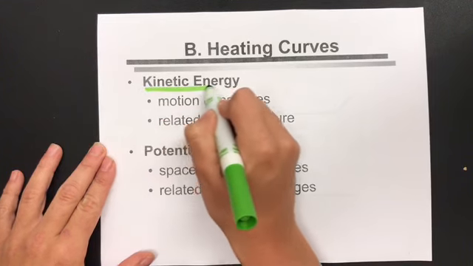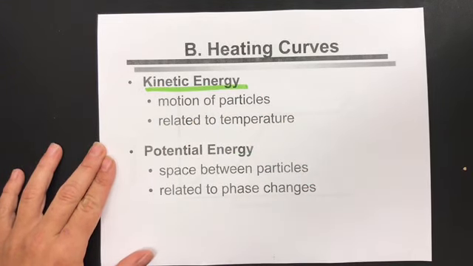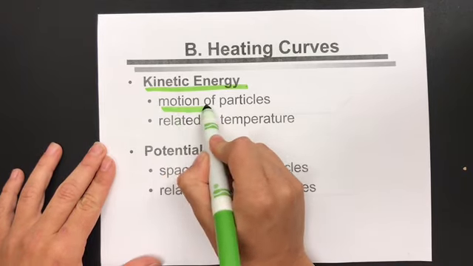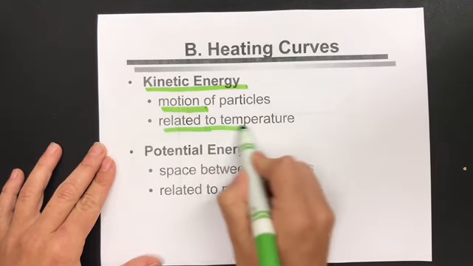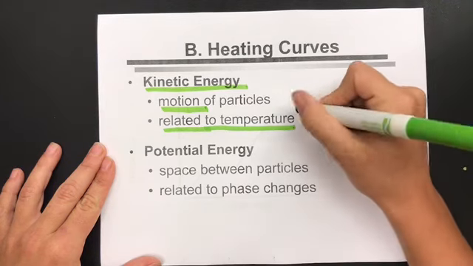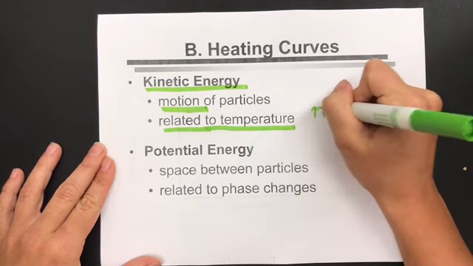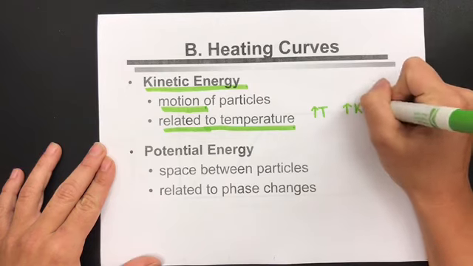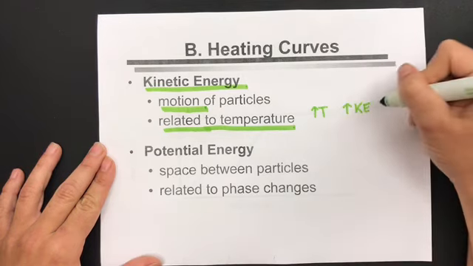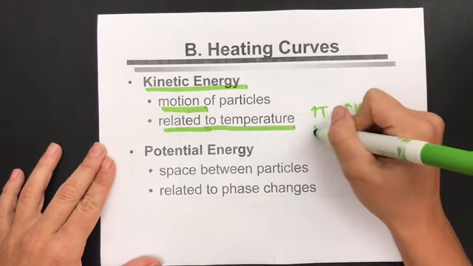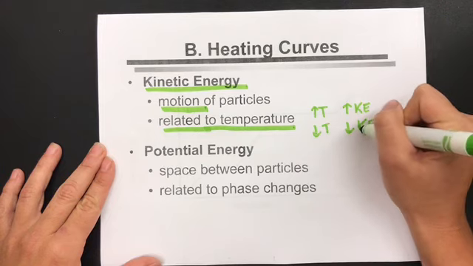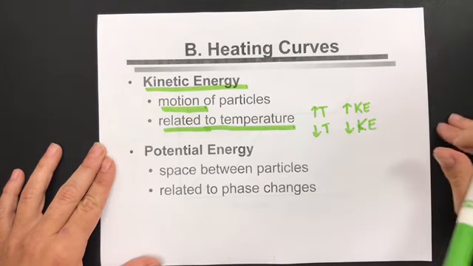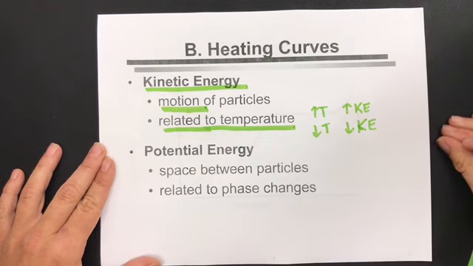So a couple words we need to talk about. Kinetic energy. We're going to learn a lot about these words over the course of the entire semester. So kinetic means motion of particles, how fast those particles are moving. This is related to temperature. The higher the temperature, the faster your particles are moving. The lower the temperature, the slower your particles are moving. Now, even solid particles are moving, but they're just slowly vibrating.